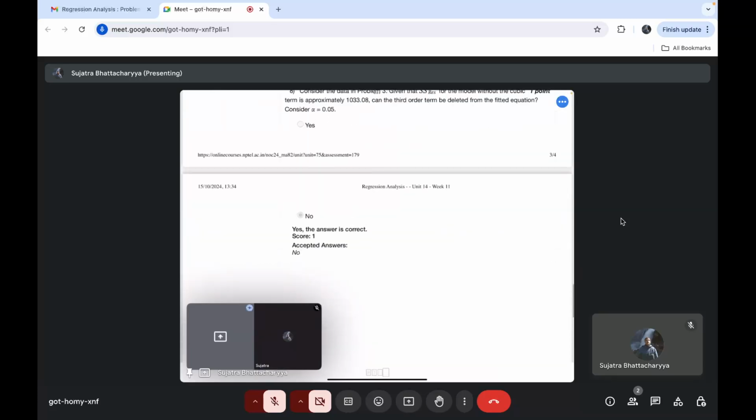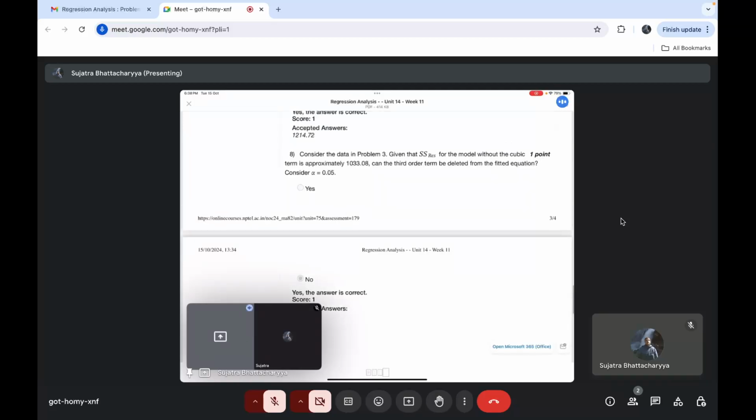Okay, and the last question is based on hypothesis testing, which says to consider the data in problem 3. Now, given that SS residual for the model without the cubic term is approximately this. It is given that SS residual, if you don't consider the cubic term, is this. The question is: can the third order term be deleted from the fitted equation if alpha is 0.05? Can this third order term be deleted or not? This is what the question asks.